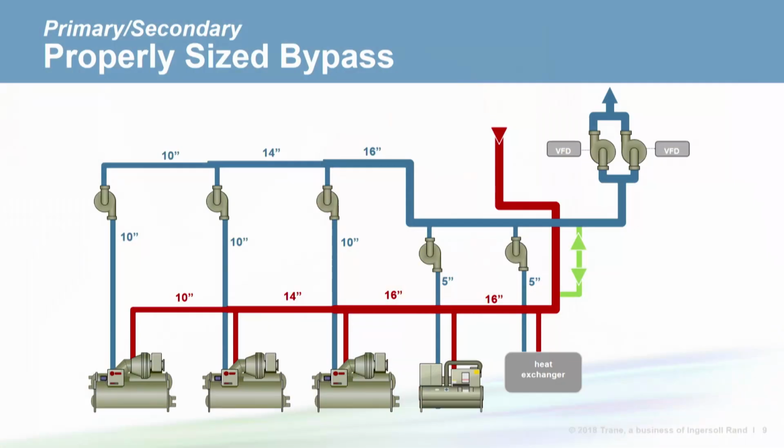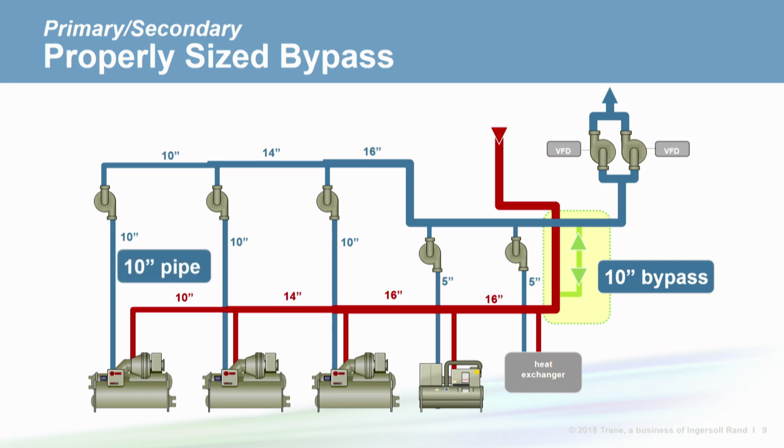In a primary-secondary system, there's an easy way to determine if the decoupler is sized correctly, and that's to compare its size with the pipe going into the largest chiller. Usually the hardest task is finding the bypass line, and it's always between the supply manifold and the return manifold. In this case, the bypass is 10 inches. The chillers here are identical and all have 10-inch lines, so these pipes were selected well.